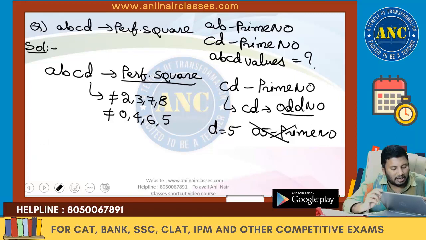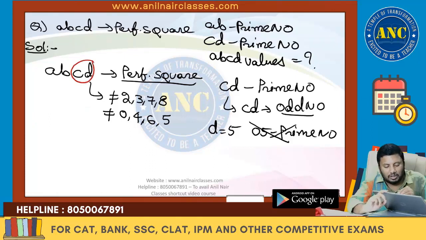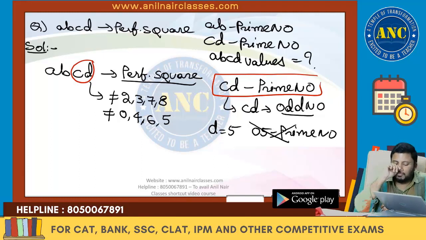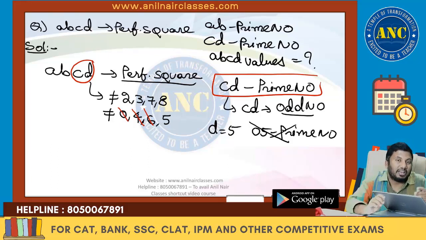Again I am explaining. ABCD is a perfect square, so CD should be a 2-digit prime number. Because it's a prime number, CD will be odd, so D cannot take even values: 0, 4, 6 not possible. D cannot take 5, because then CD would end in 25, and 25 is not a prime number. I hope it is clear.